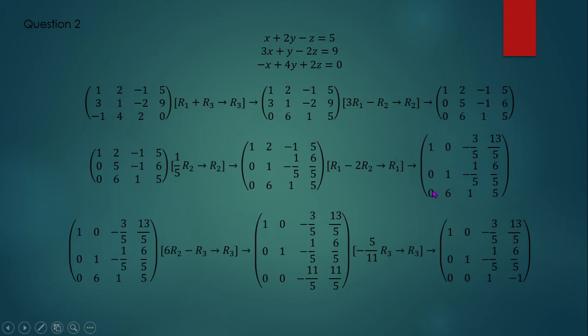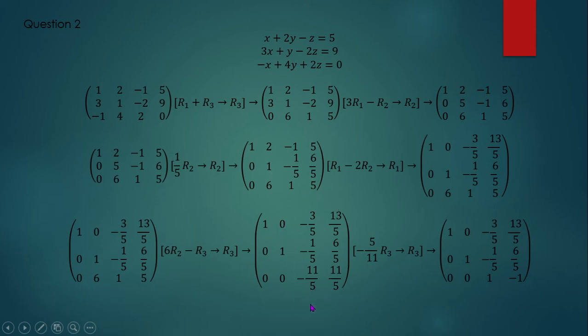Next, solve for 6. Okay, 6 times R2 minus R3. Substitute into R3, we have 0, 0, -11 over 5. Okay, this column is done, the second column.